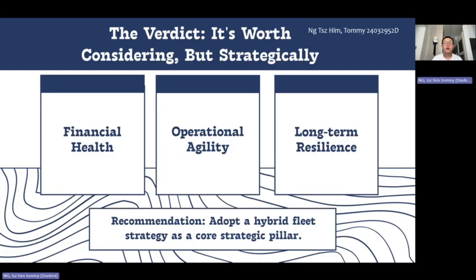Absolutely, but only as part of a balanced strategy. A hybrid strategy provides a mix of financial health, operational agility, and long-term resilience. We strongly recommend making this balance a central part of your fleet strategy.